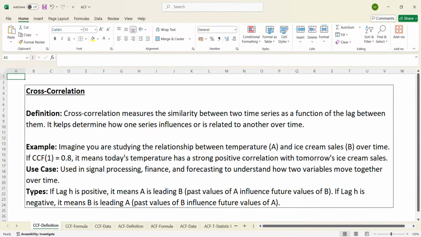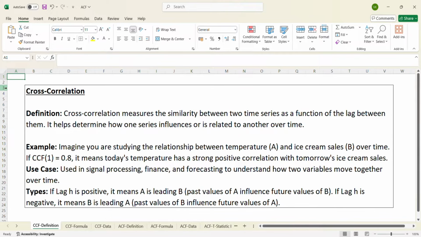So cross correlation measures the similarity between two time series as a function of the lag between them. It helps determine how one series influences or is related to another over time. So what do we mean by this? Let's take one example to understand this better.